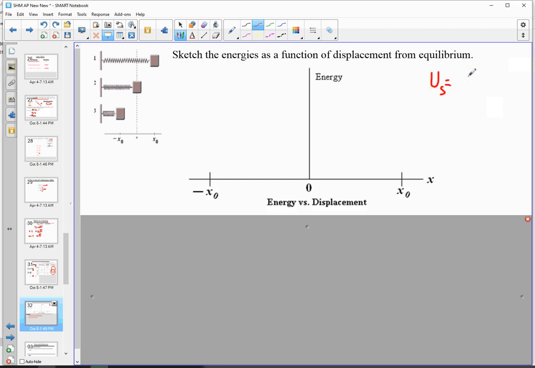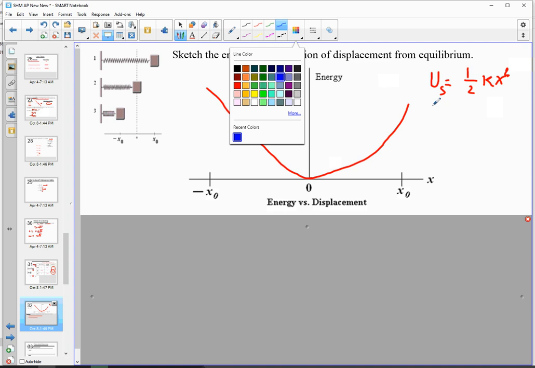We have U_s equals 1 half kx squared. So it's a parabola. Over on this side, it's going to look like that, and over on this side, it'll look like that. So our spring potential energy is going to be a parabola on both sides. That should have been symmetric. I know I didn't draw that very well.